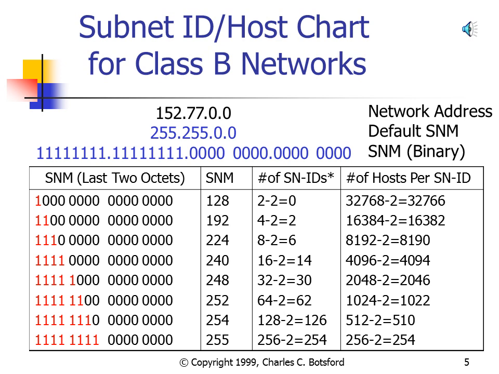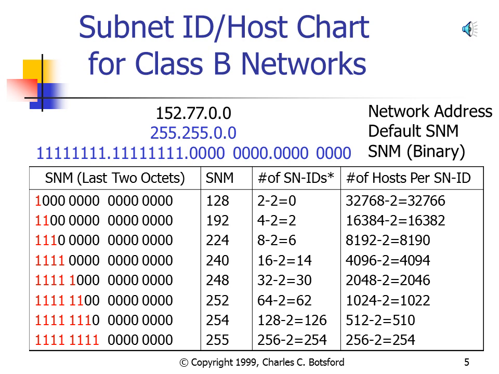This is the chart we've developed. This is the subnet ID host chart for a Class B network, and it specifies all the valid subnet masks we can use with a Class B network subnetting 1 octet, ranging from 1 bit to 8 bits, and it gives us the number of subnet IDs and the number of hosts per subnet ID.